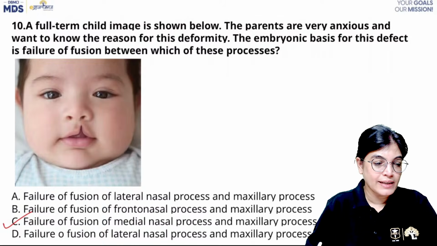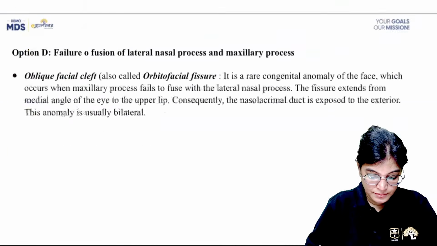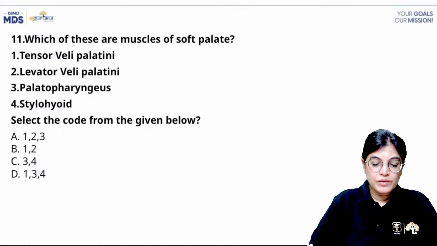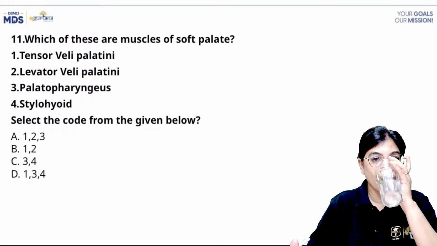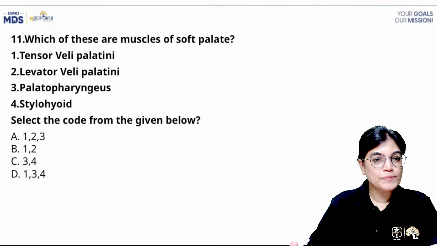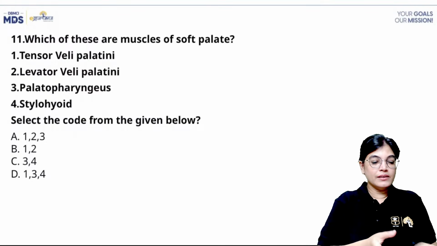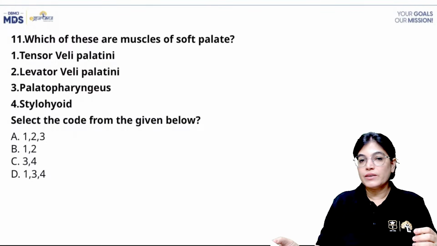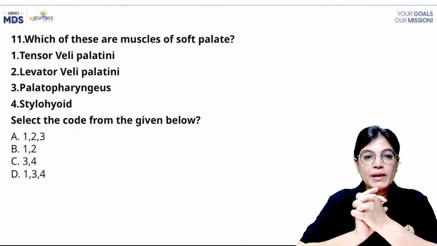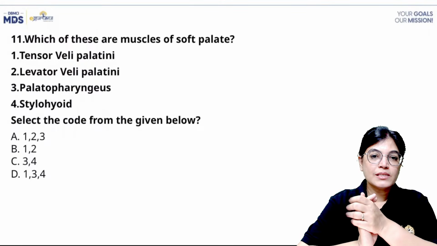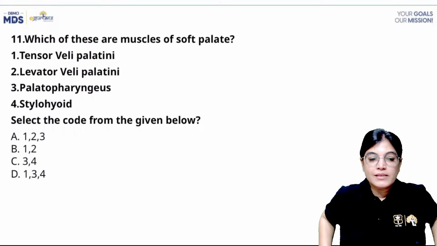Now let's move on to the next MCQ, question number 11. Which of these muscles are the muscles of the soft palate? The options given are tensor veli palatini, levator veli palatini, palatopharyngeus muscle, and stylohyoid muscle. According to you, which combination of muscles is considered the muscles of the soft palate?